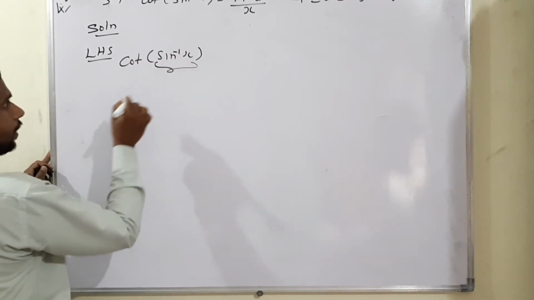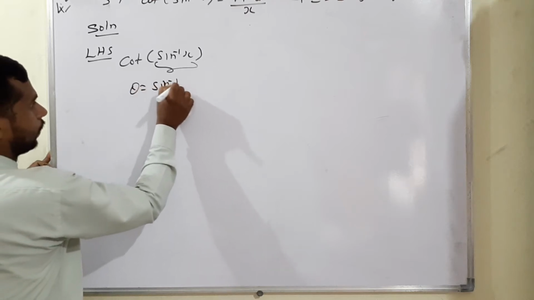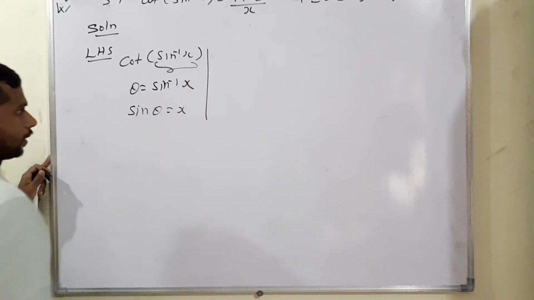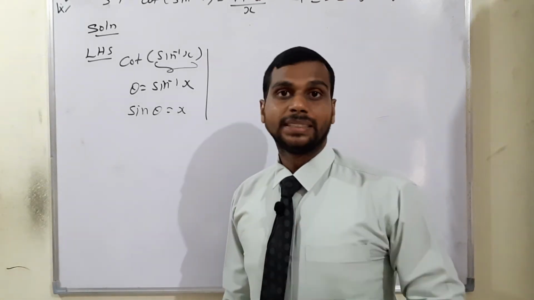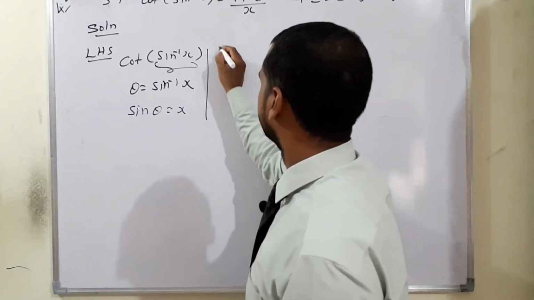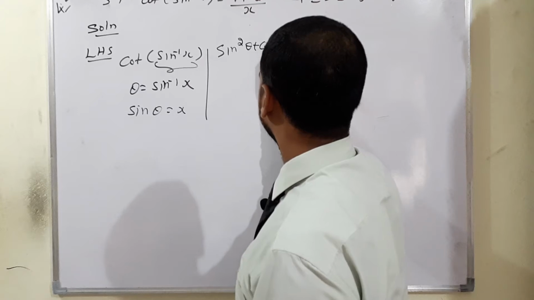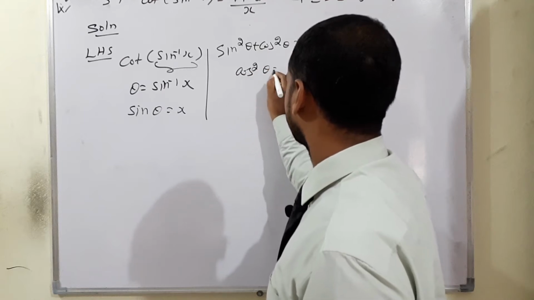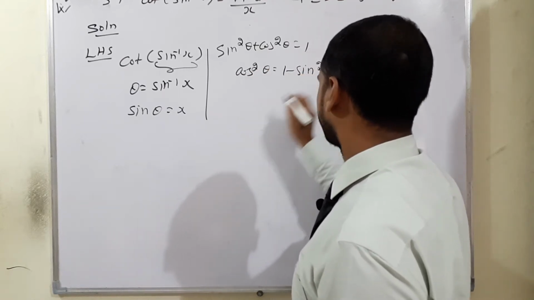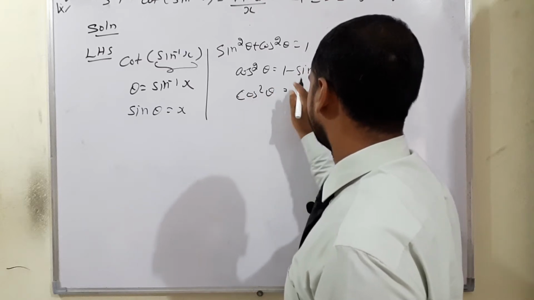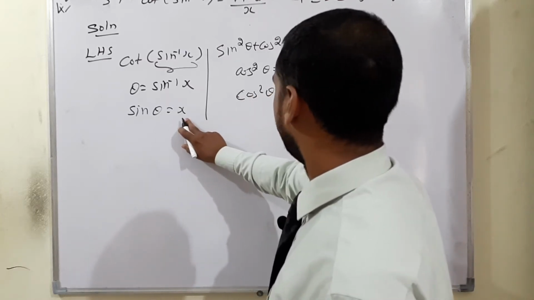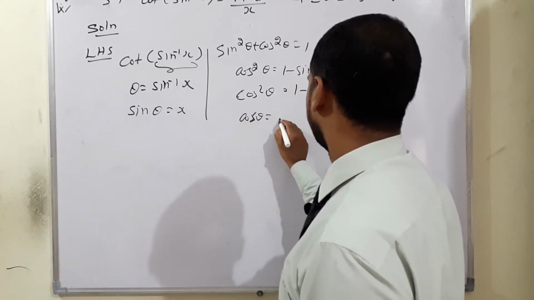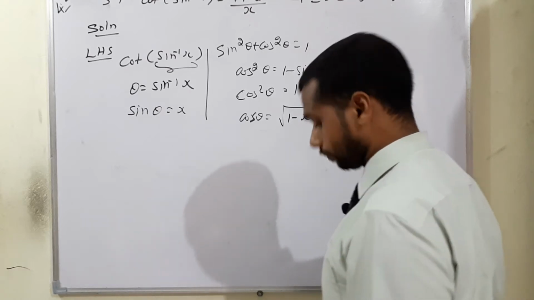Instead of sin inverse x, taking theta, theta is equal to sin inverse x. Therefore sin theta is equal to x. Then, already you know the basic identity: sin square theta plus cos square theta is equal to 1. So cos square theta is equal to 1 minus sin square theta. Therefore cos square theta is equal to 1 minus x square, so cos theta is equal to square root of 1 minus x square.